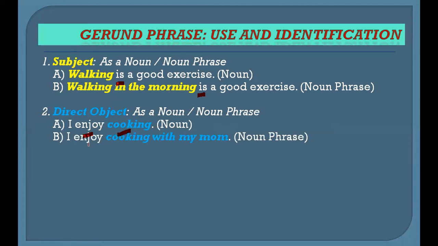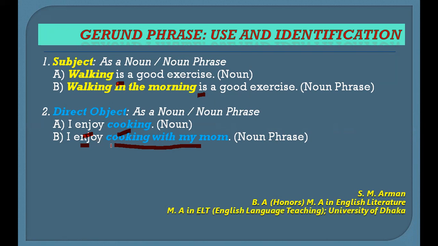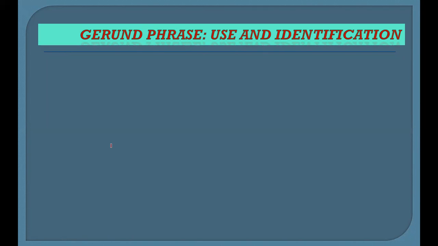Similarly, in number B, we will find out again we have this verb enjoy and the complete object we have cooking with my mom. This serves as an object of the verb enjoy. So it starts with an -ing form, so it becomes a gerund phrase. So we could understand from the two points that gerund can be the subject and gerund phrase can be the subject. Similarly, gerund can be the object and a gerund phrase can be the object of the verb at the same time.